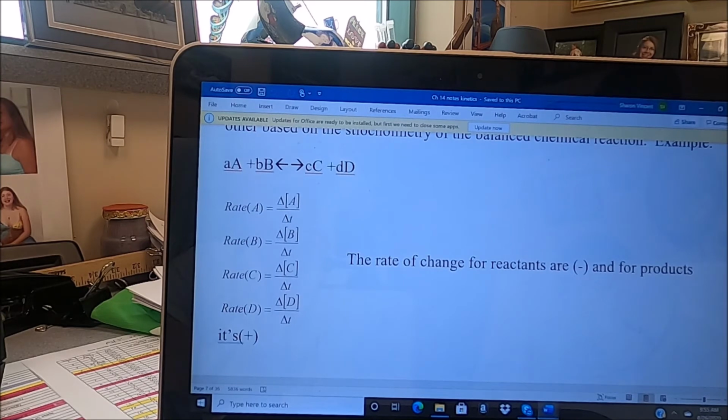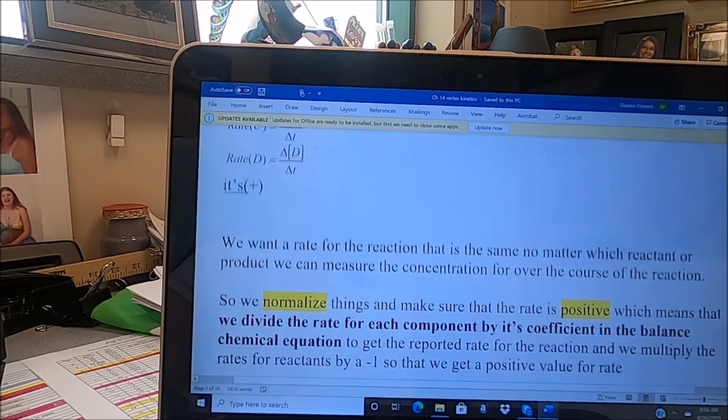So I know the rate for A is the change of A as a function of time, the rate for B is the change of B, and so on and so forth. And we want to have a positive rate of reaction. We know the rate of change of reactants is negative and the rate for products is positive. Okay, and they have different coefficients.